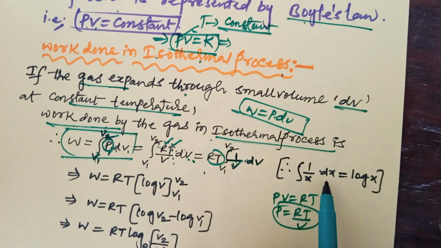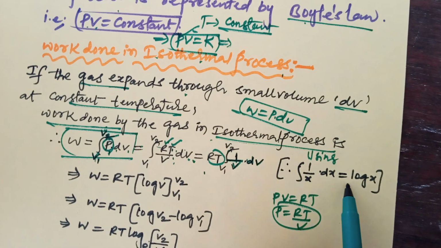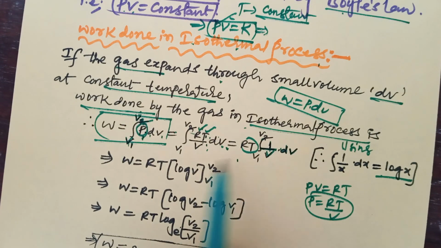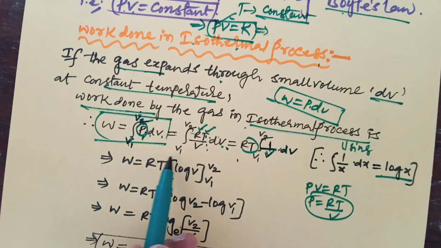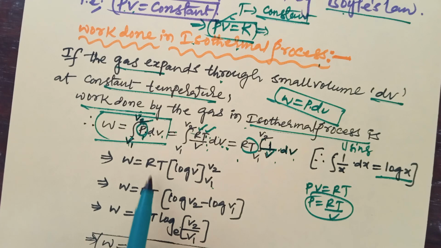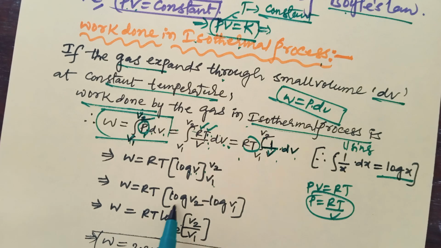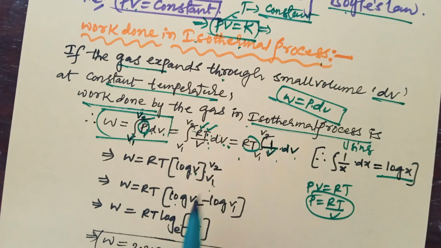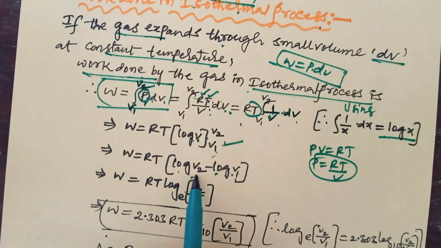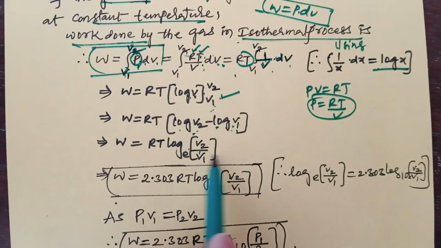Using the formula that the integral of 1 by x dx is equal to log x, we apply the same here. W is equal to RT times the integral of 1 by V dV, which is log V between V1 and V2. W is equal to RT times (log V2 minus log V1). Using the formula log A minus log B is log A by B, we get log of V2 by V1.